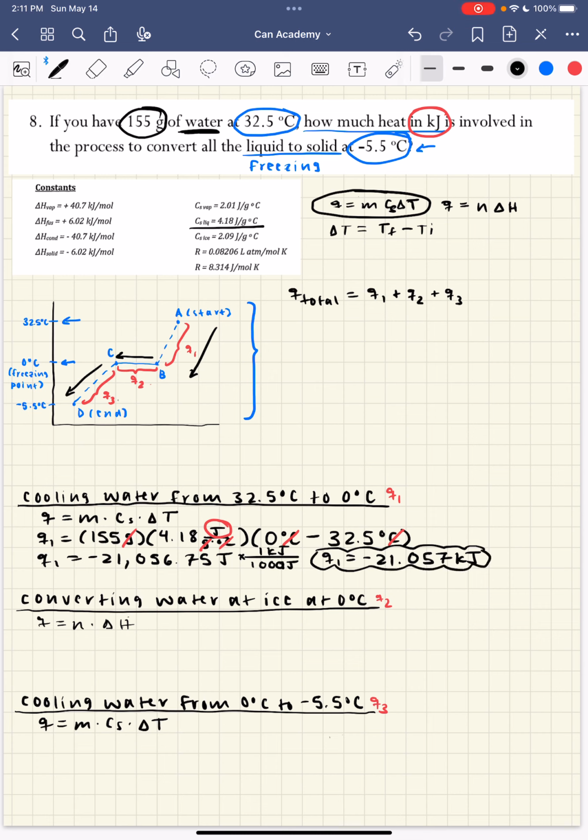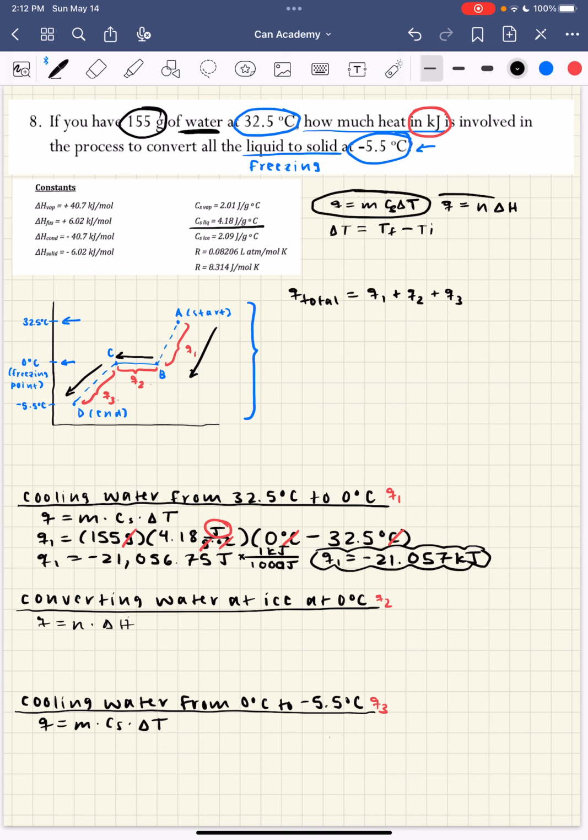So now that we have the Q1 segment, we find ourselves at 0 degrees Celsius, which is the freezing point. So now we're going to want to find what heat is being generated during this actual process of freezing. We know that there's not going to be a change in temperature because we're staying at 0 degrees Celsius.